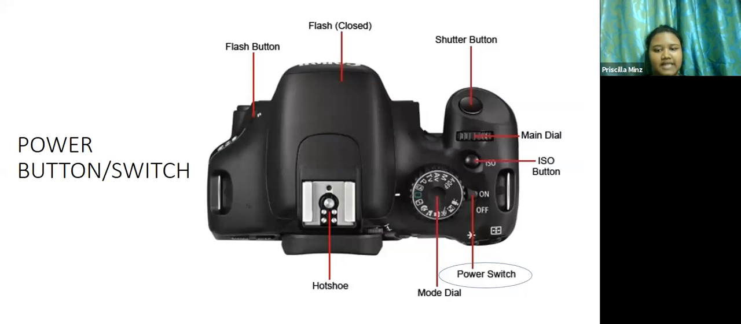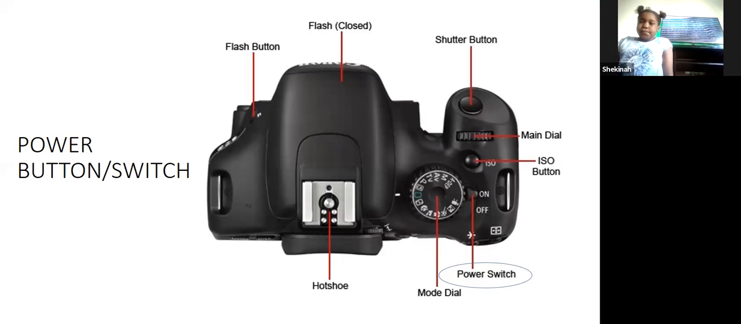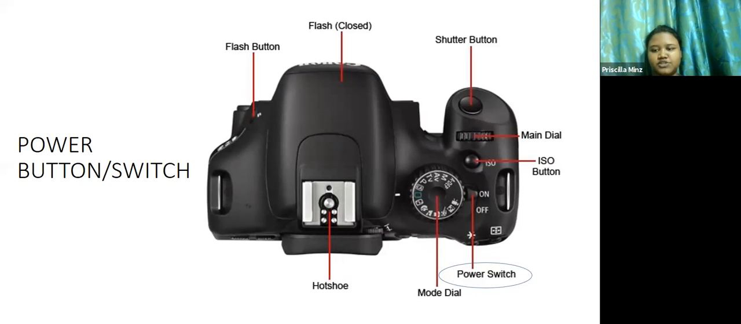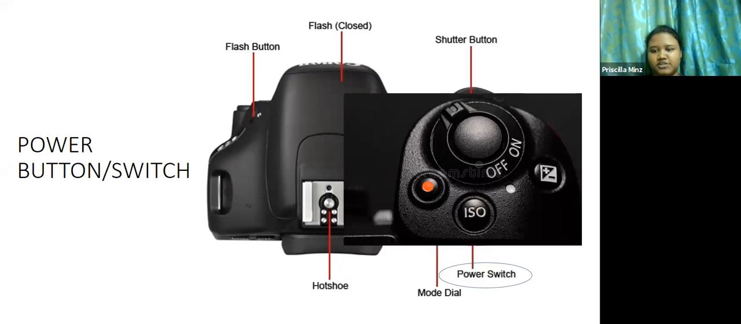Okay. Next is the power button or the power switch. In this picture, down here at the right, you can see the power switch. Can you see the words on and off? Yes. Down at the right, yes. So that switch allows you to switch on the camera or turn off the camera. I have a little more detailed picture here. Can you see it on and off? And that button there allows you to turn it on or turn it off. Okay? Is this part clear?